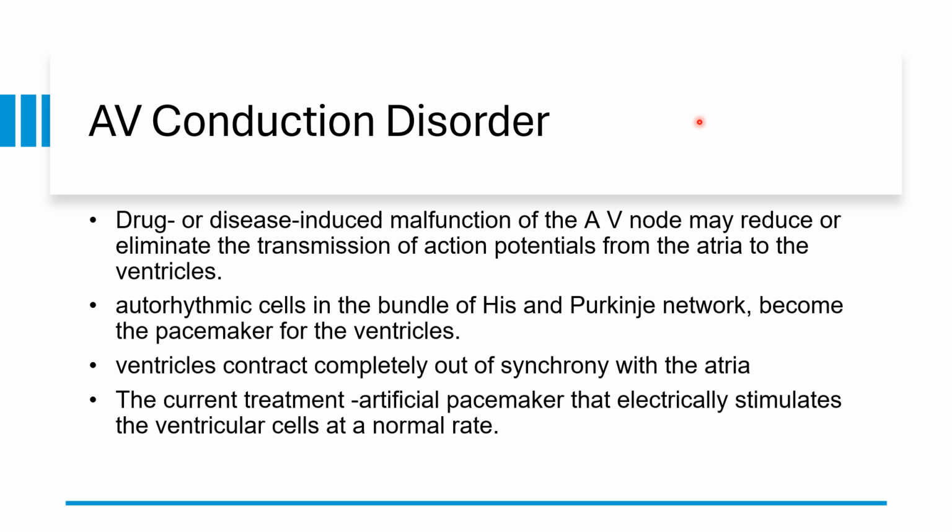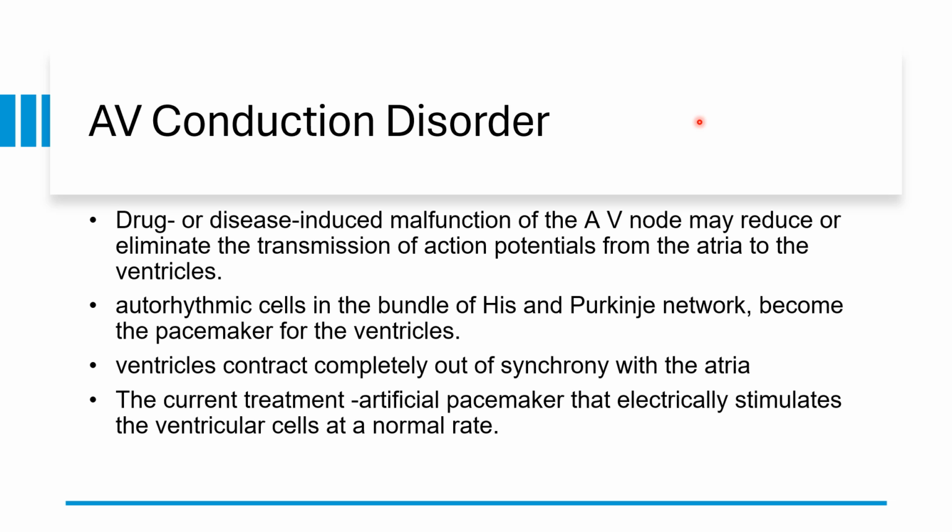An AV conduction disorder can be caused by drugs or different types of disease, but it can either reduce or eliminate the transmission of the action potentials. And when you do that, you obviously are not going to get a depolarization of the atria. They're not going to move the blood to the ventricles. The ventricles can be out of sync then, because if the AV node is not firing properly, it's not allowing the ventricles enough time to depolarize before the atria are going to shoot that blood down in there.